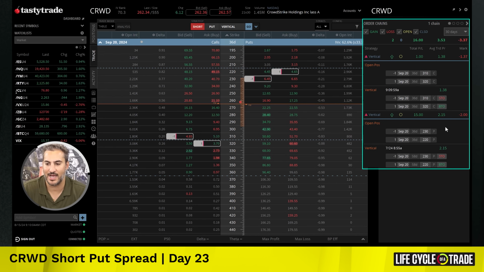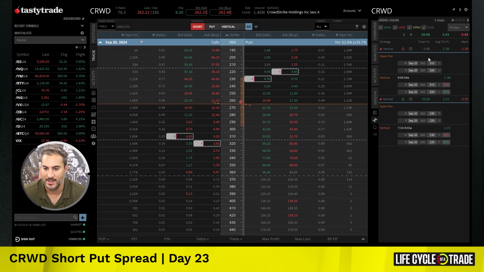So we've now got a total credit of 353 on this position. It's currently marked at 337, 340-ish. So I'm up 10, 15 cents on the trade, net. Nothing really huge, but just trying to make an adjustment to this position, turn it into a more neutral delta position, and capture some of that high implied volatility that we're seeing.